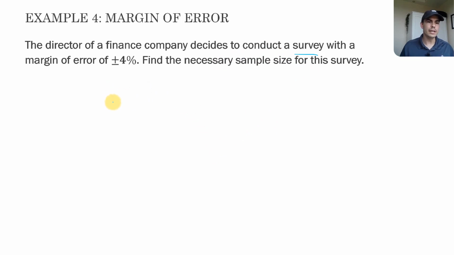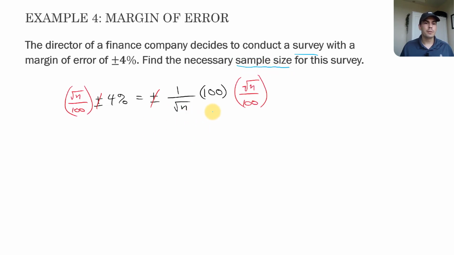So all we need to do is we have our margin of error equation, and I'm going to set that equal to this plus or minus 4%. Now we got plus or minus on both sides, so let's ignore those for now. And then let's multiply both sides because we need to solve for n, right? N is our sample size, that's what we're solving for. So we're going to multiply both sides by the square root of n over 100. And you'll see that my hundreds cancel out and my square roots of n cancel out on this side. So I'm left with 1 on this side.